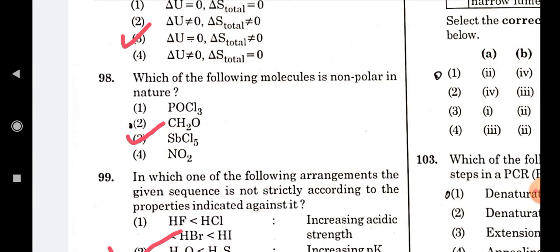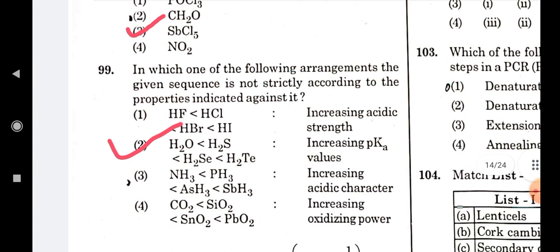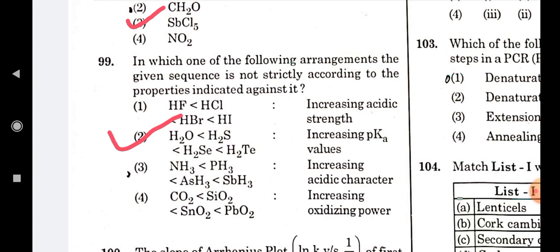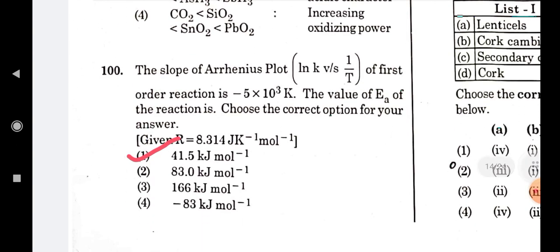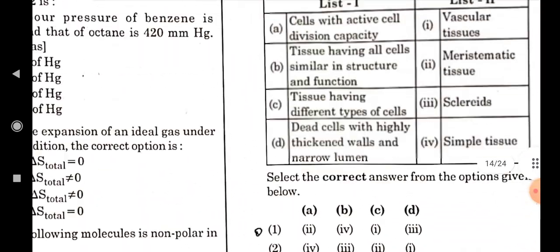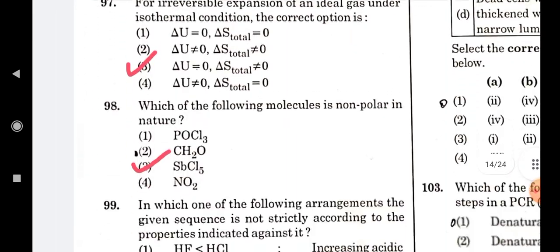Which of the following is the non-polar molecule? So PCl5 has a TBP geometry, so it will have all the ligands the same, that is why it will have the same types of ligand arranged in a definite geometry, so it will be non-polar in nature. Then for question number 99 we have option number 2 as the correct answer. Now for the 100 number question it will be 41.5, okay, and so on. So that was the solution for the chemistry part.